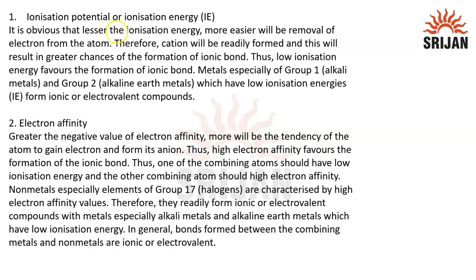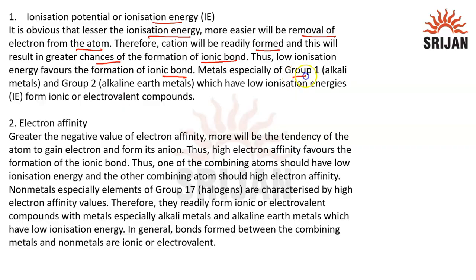First is ionization potential or ionization energy. Ionization energy is the energy required to remove the electron from the atom. So it is obvious that the lesser the energy, the easier will be the removal of the electron from the atom, and thus cation will be readily formed, and this will result in greater chances of the formation of ionic bond. So we say the lesser the ionization energy, the more will be the tendency to form ionic bond. So we can say low ionization energy favors the formation of ionic bond.